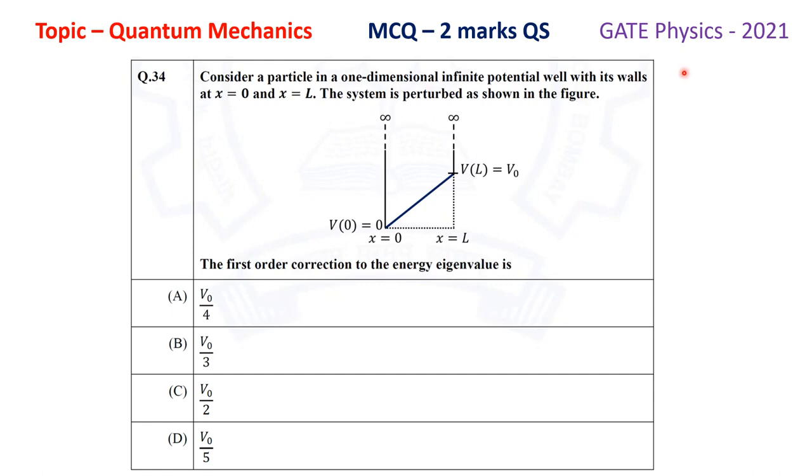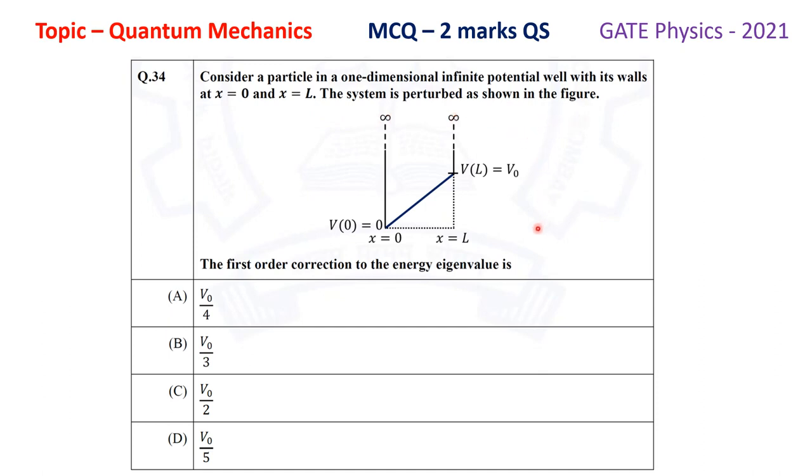This question was asked in the GATE Physics paper 2021. This is an MCQ type 2 marks question, and this question was asked from the topic Quantum Mechanics. The question is, consider a particle in a one-dimensional infinite potential well with its walls at x equals 0 and x equals L. The system is perturbed as shown in the figure.